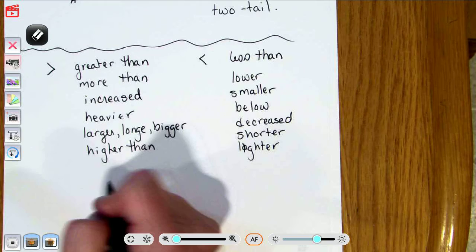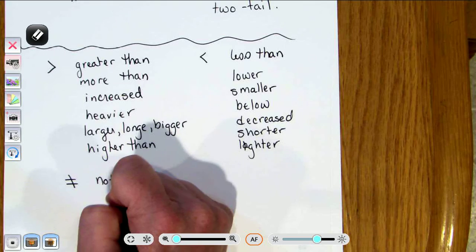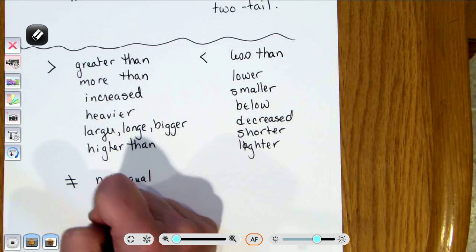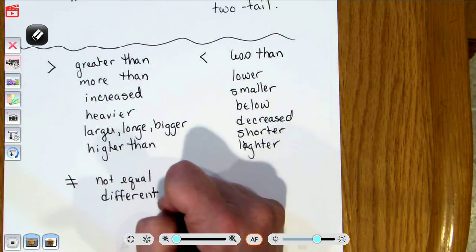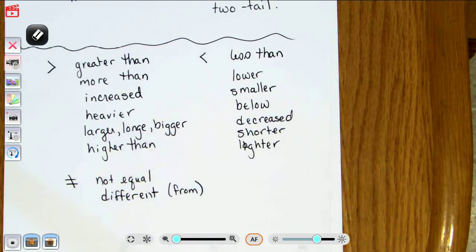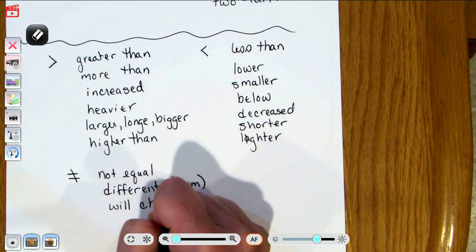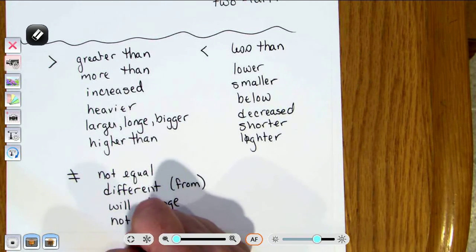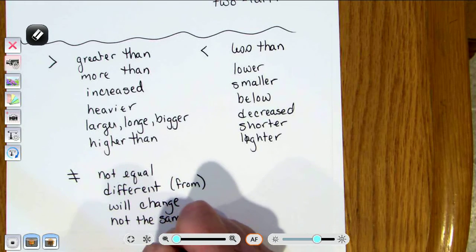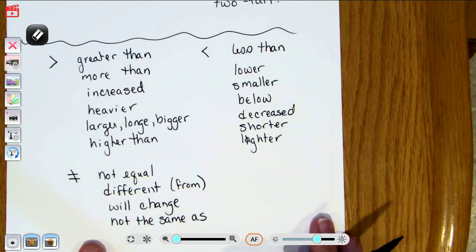And that not equal sign is going to be, like in the last one we saw, not equal to, or we might just hear the word different, or different from. Might see that word from with it. A lot of times it'll just say change. Not the same as. So those are just some words or phrases that hint towards one of those three symbols that we're going to see in this piece.